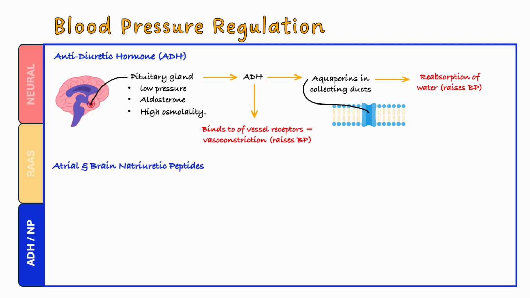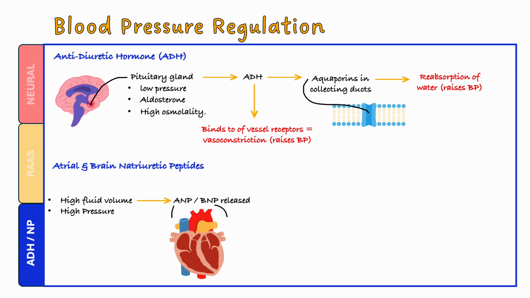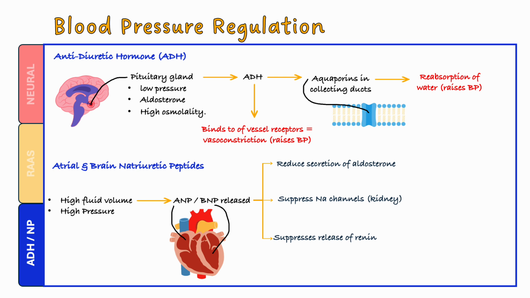Finally, the atrial and brain natriuretic peptides have a role in regulating blood pressure in response to high fluid volumes and high pressure. ANP is released from the atria and BNP released from the ventricles. These peptides reduce the secretion of aldosterone, suppress sodium channels in the kidney, and suppress the release of renin. All of these will lead to more sodium and more water being secreted, therefore reducing blood pressure.